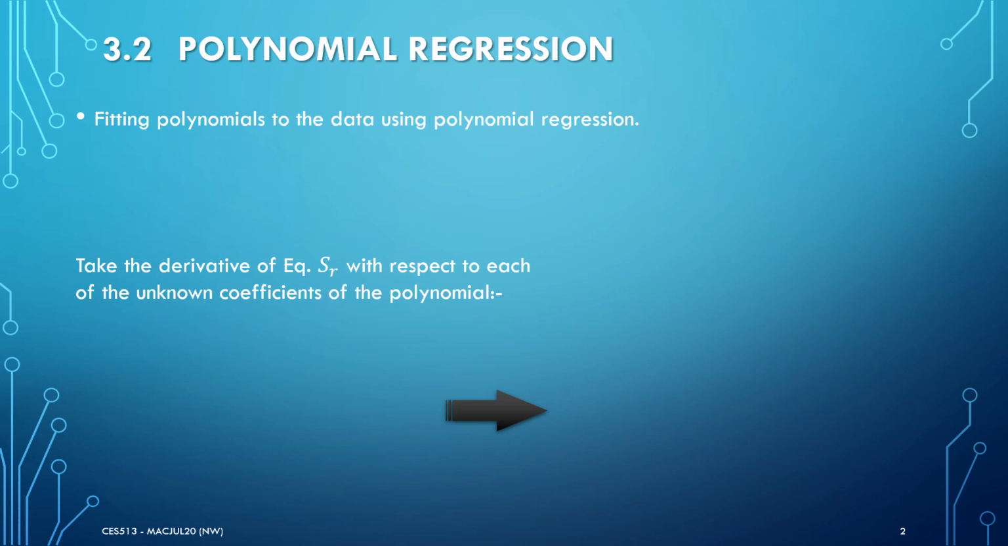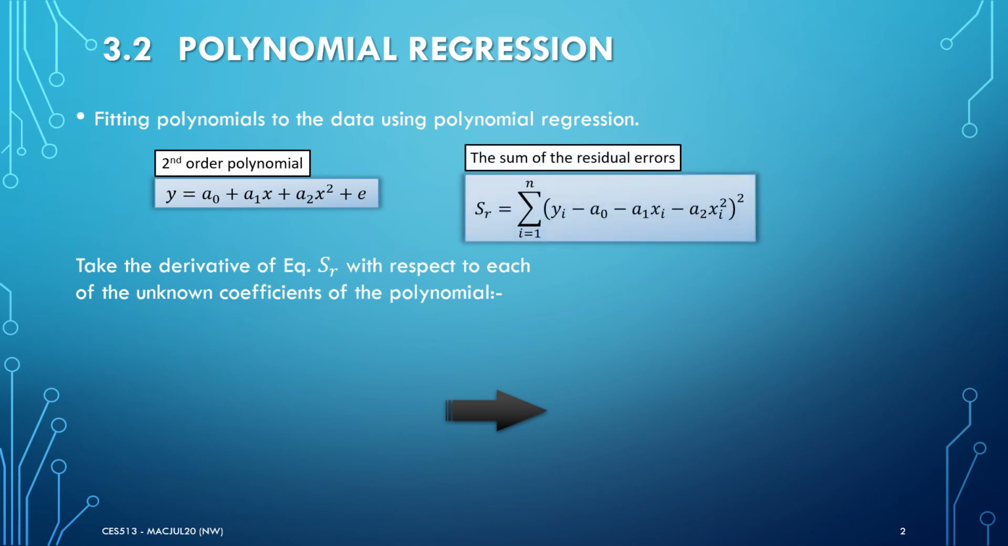The least squares procedures can be readily extended to fit the data to a higher order polynomial. So for example, suppose that we fit a second order polynomial or quadratic with the equation of y equal to a0 plus a1x plus a2x squared plus e. For this case, the sum of the squares of the residuals is SR, as shown in the slide.